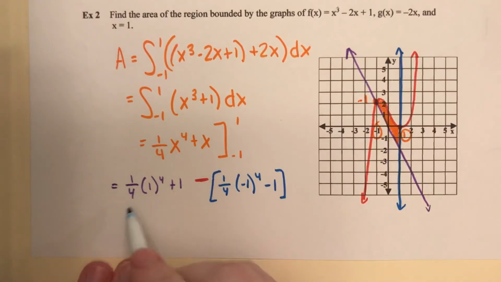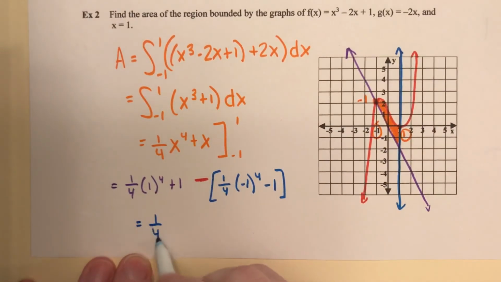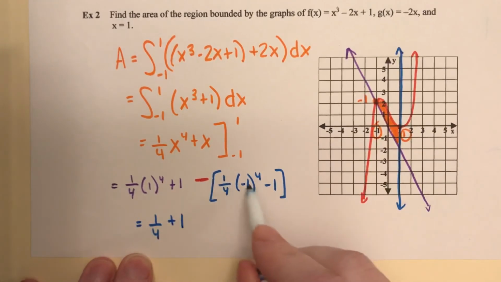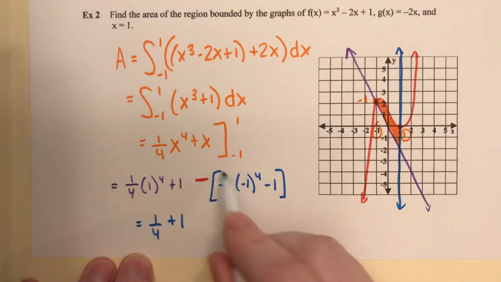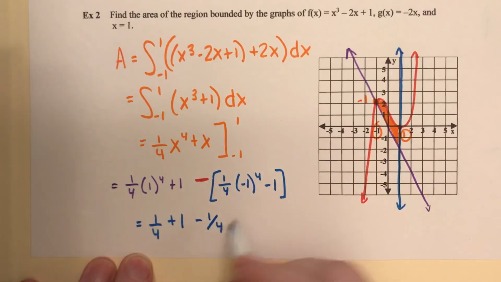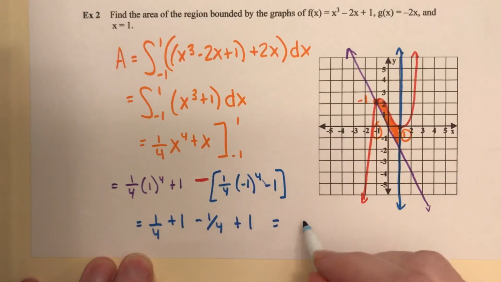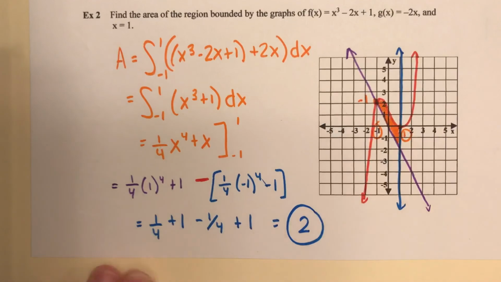Okay, so over here, that gives me 1/4 times 1 plus 1. This gives me 1/4, but it's really -1/4 when I distribute that. And this gives me, plus 1. So the 1/4s cancel. 1 plus 1 gives me 2.